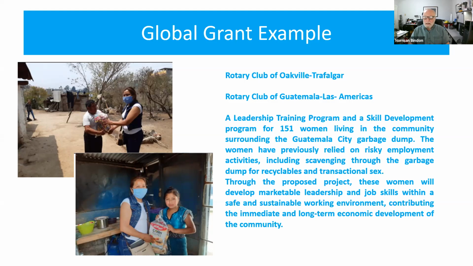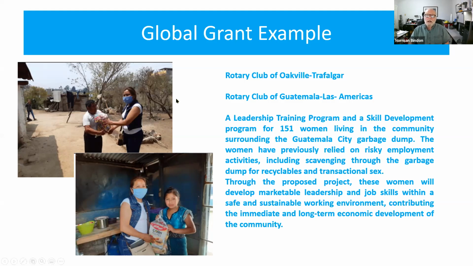Their annual income, or even their daily income, you could call it, was increased about fourfold. Then the government shut the program down for COVID. So my pictures here are the same people, but are part of the urgent food distribution from another grant, actually a district grant, and some help from the Oakville Trafalgar and the Oakville Club to prevent starvation.